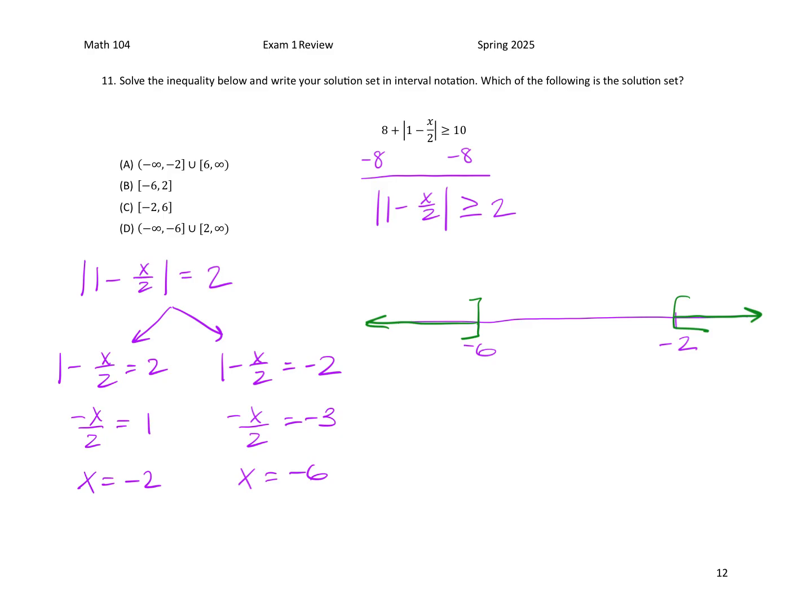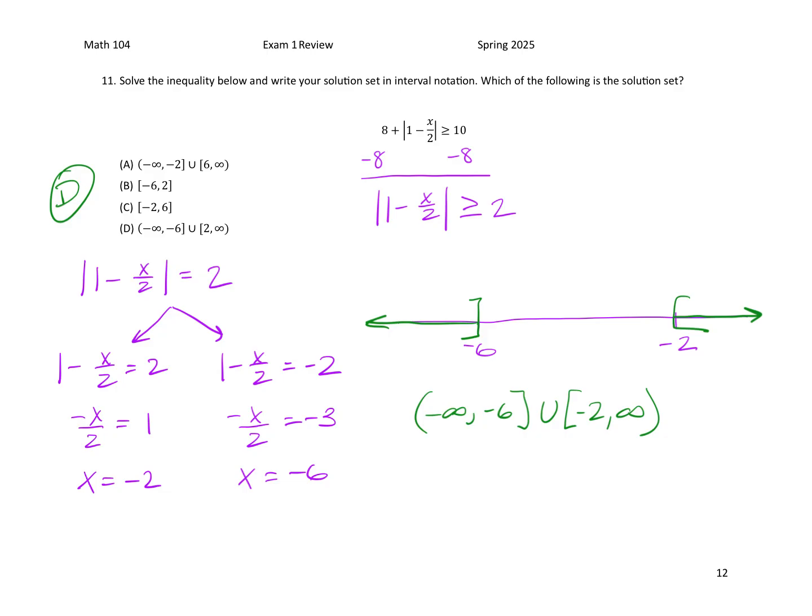So in interval notation, that would be negative infinity to negative 6, unioned with negative 2 to infinity. And that is option D.